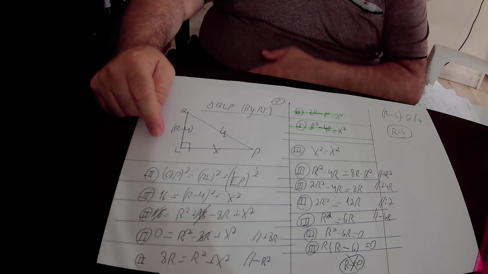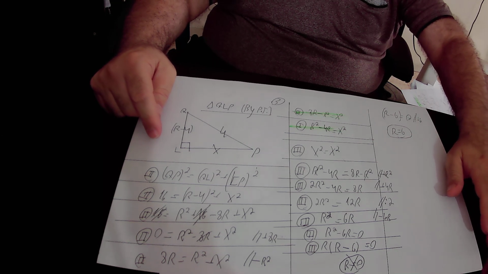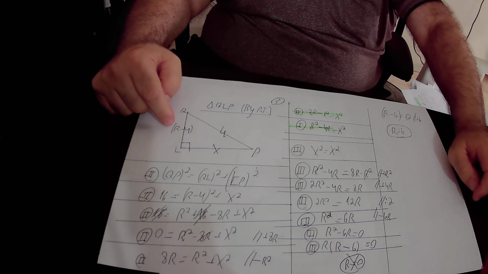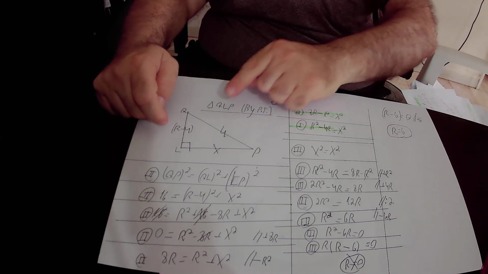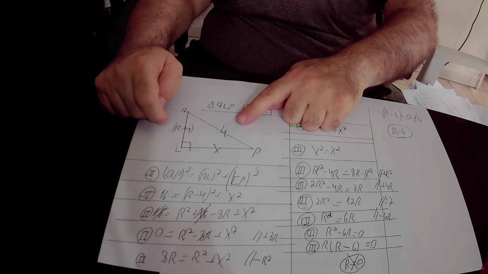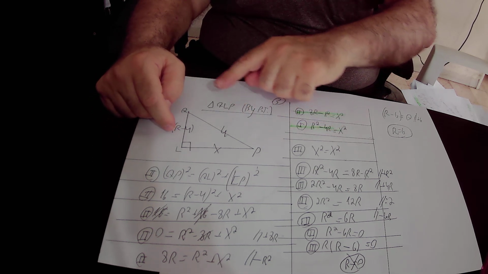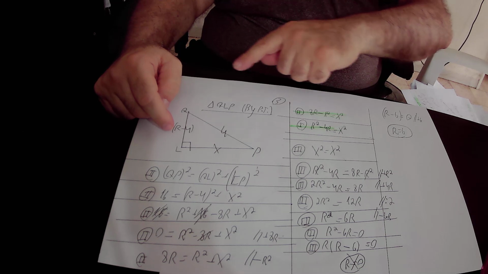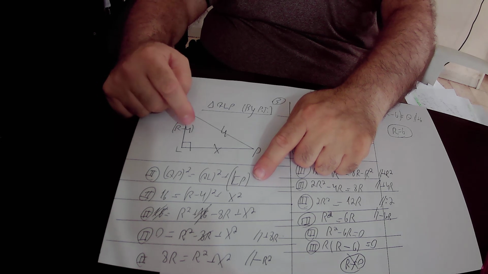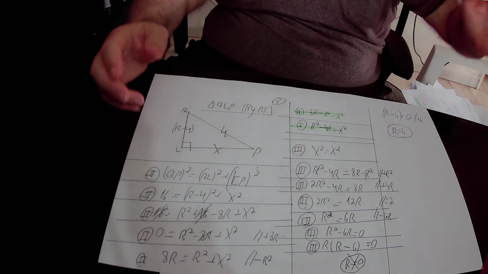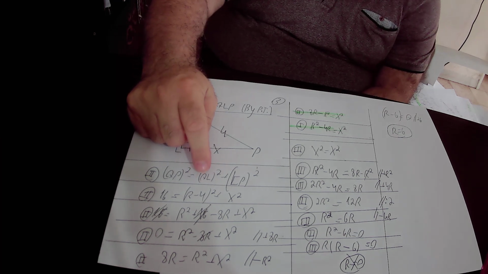So, according to the Pythagoras theorem in equation number 2, QP square equals QL square plus LP square. Here QP equals 4, therefore QP square equals 4 squared, that is 16, and it is equal to QL square. QL equals capital R minus 4, therefore QL square equals capital R minus 4 square, plus LP square. LP equals X, so LP square equals X square. So according to equation number 2, 16 equals capital R minus 4 square plus X square.